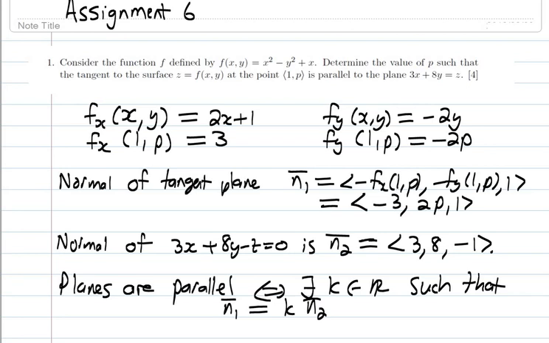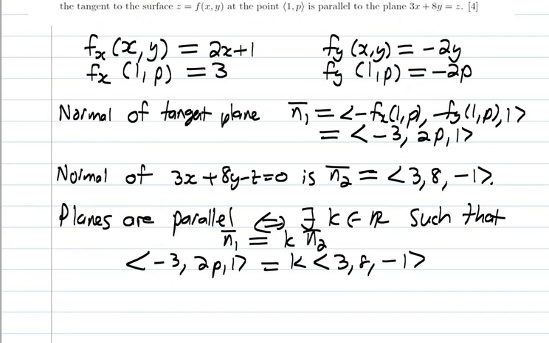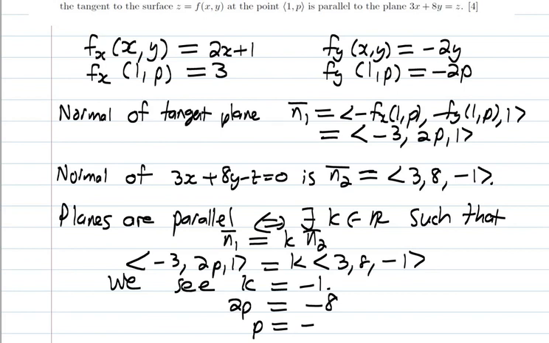And now we're in business because we know that the normal of the first plane is (minus 3, minus 2p, 1). And we know that the normal of the second plane is (3, 8, minus 1). Now we look at the first components, the second components, and the third components. If we look at the third components, we see k is equal to minus 1. And by looking at the second components, we get that minus 2p is equal to minus 8, which means that p is equal to minus 4.